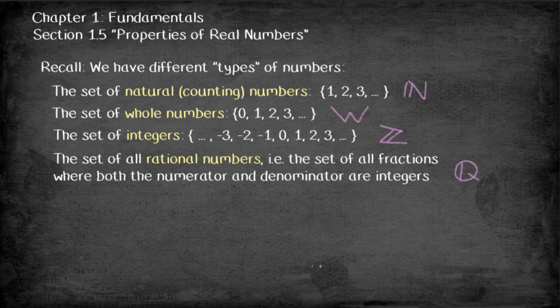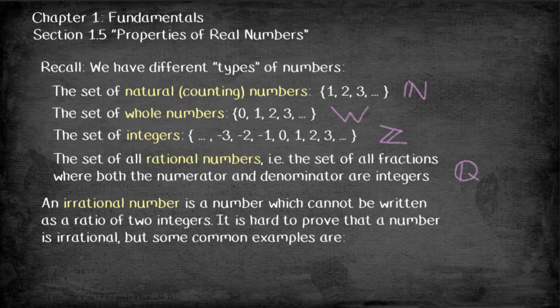So there's another collection of numbers called the irrational numbers, which by its name is in opposition to the rational numbers. So an irrational number is a number which cannot be written as a ratio of two integers. In other words, an irrational number is one that is not rational, which is not so surprising given the name. It's not so easy to figure out that a number is irrational. But there are some examples that you can kind of keep in your head.